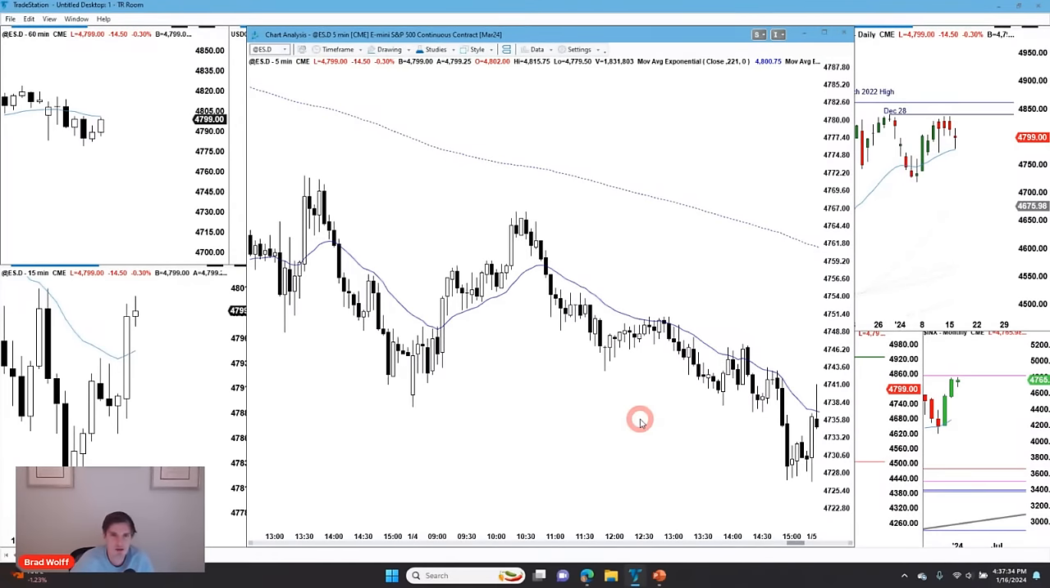On the open, you want to look for the bars to the left. So how do we identify the bars to the left? We take the low of the prior day and the high of the prior day. Why is that? Because most of the time, the market is going to go above or below one of those, either the high or the low of the day.